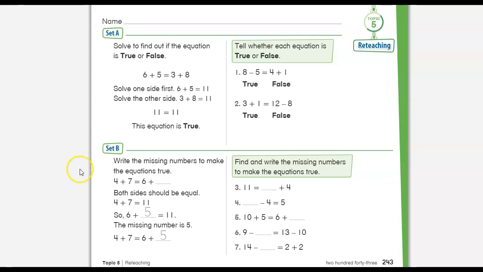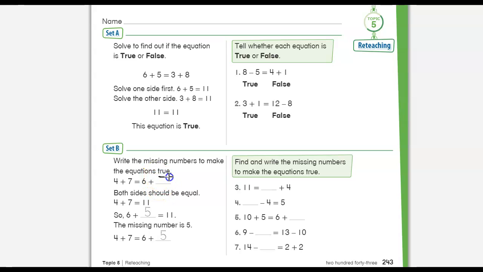All right, now we are going to work on set B. So let's look at the example side for set B. It says, write the missing numbers to make the equations true. So let's look at this example we have here. We have 4 plus 7 equals 6 plus blank.